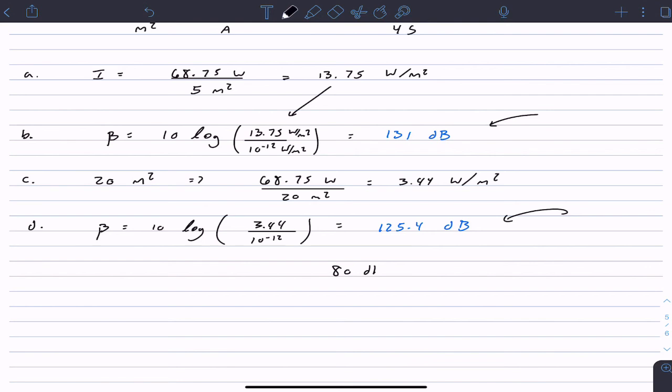80 decibels is reasonable for maybe 20 to 45 minutes, but more like 20 minutes. 60 decibels is like an average sound level, and you can be listening to 60 for any amount of time. Anyway, that's the answer.